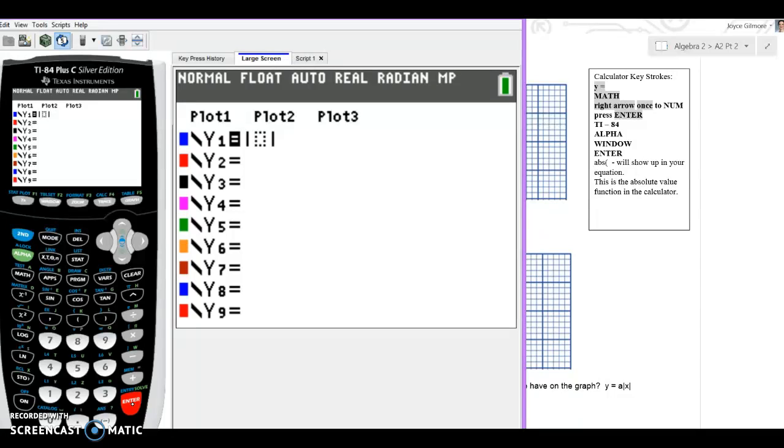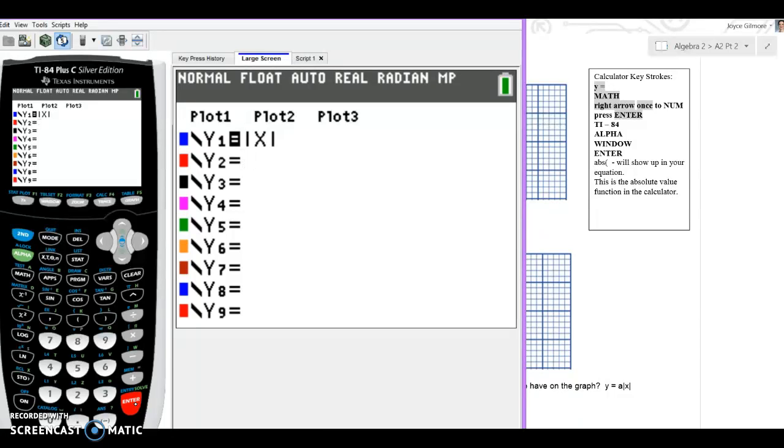How do we get an X inside those bars? The X is this button right next to the alpha button. Do you see what your cursor looks like right now? That means to get out of the absolute value bars, you'd push the right arrow, or you could push enter to move down to the next row. But now we have y equals the absolute value of x in our calculator.